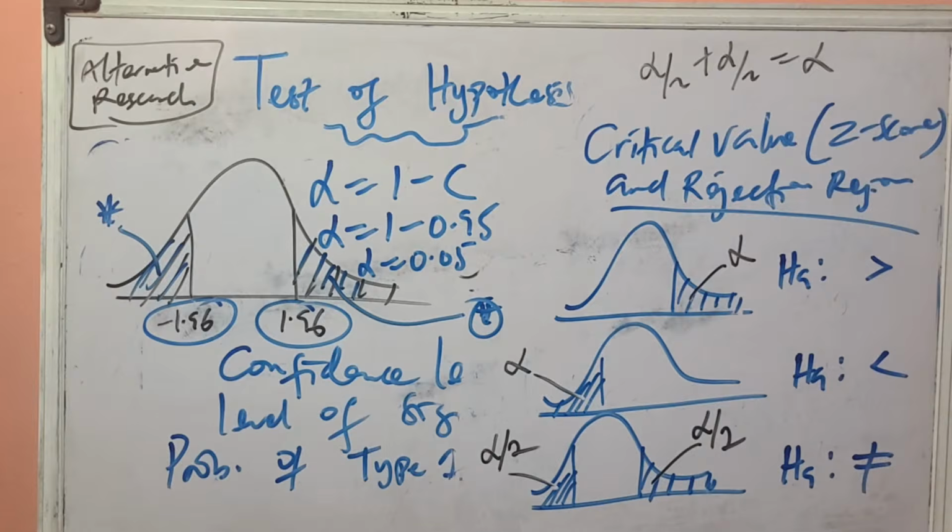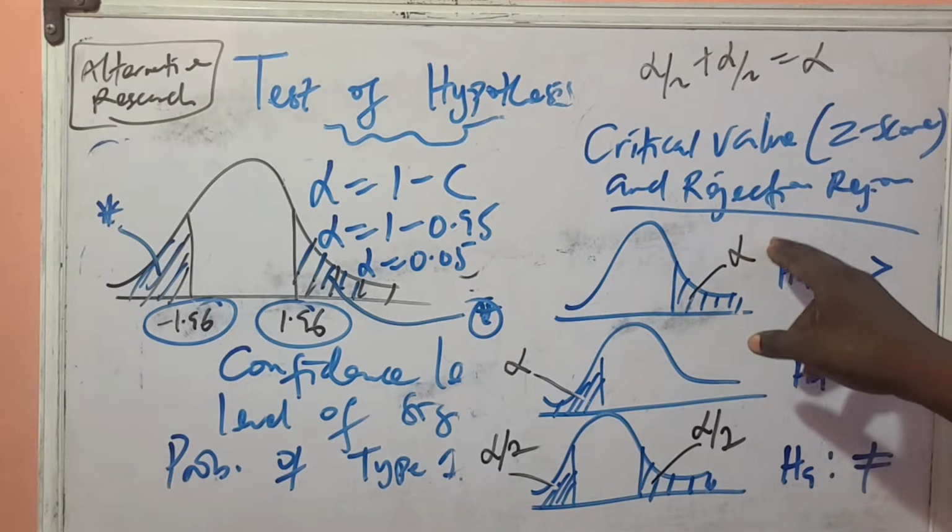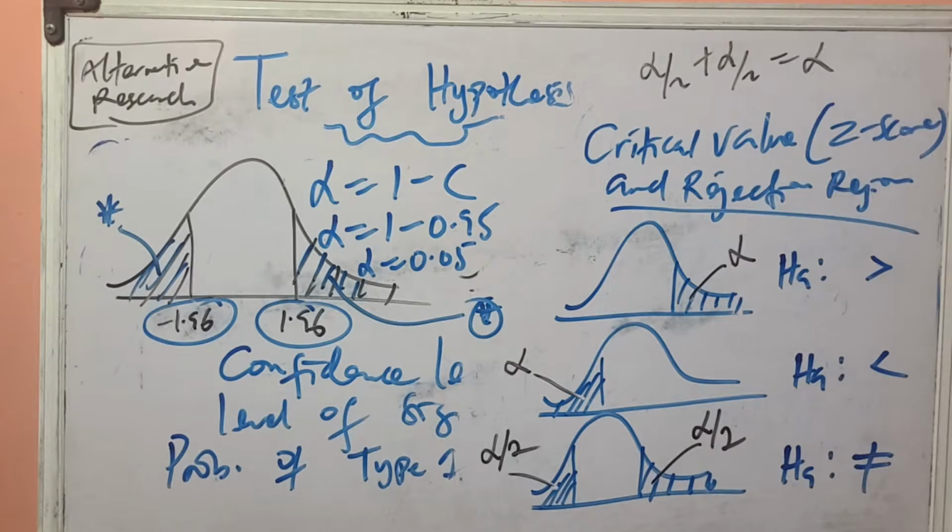This is quite beautiful. Note this. I've told you this, and note it. The people that are going to be very good at this topic, they would understand what I just said. And it's very simple. Alpha is the area of the rejection region.